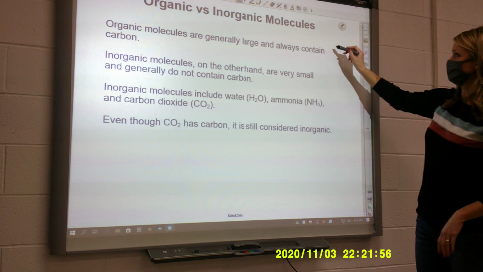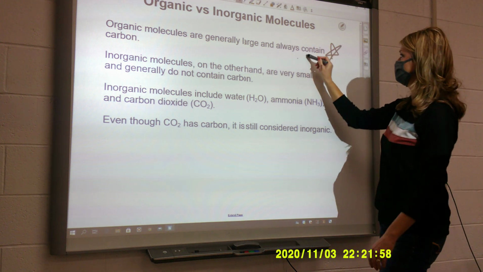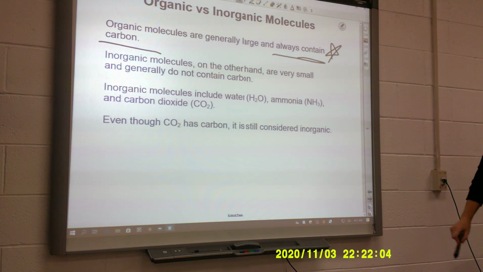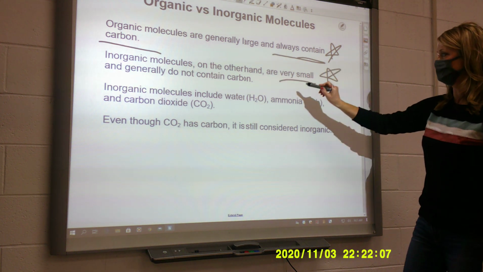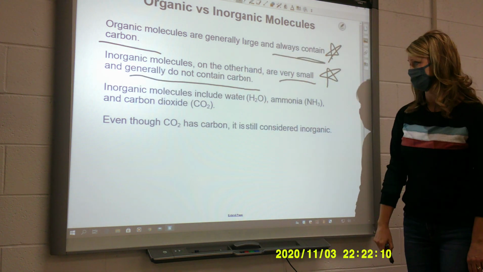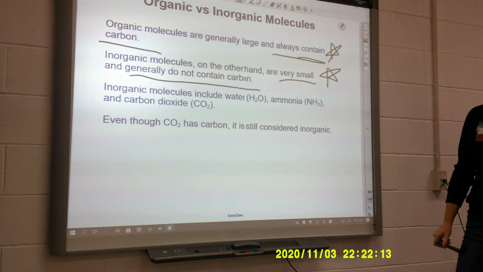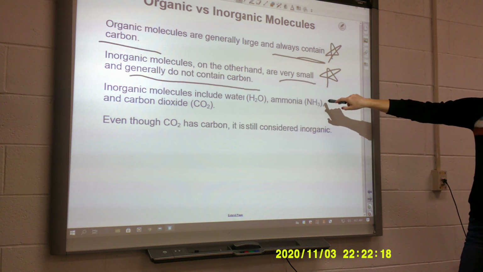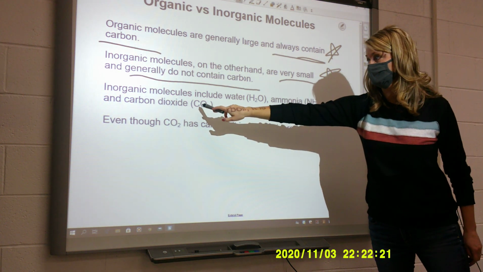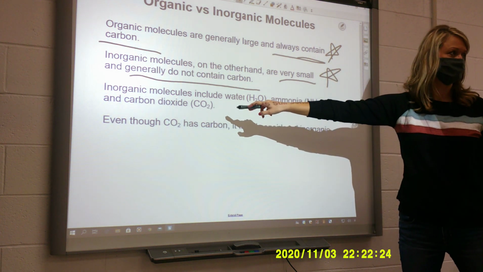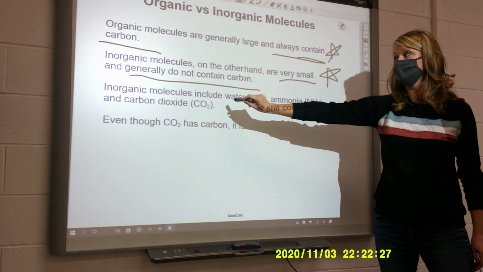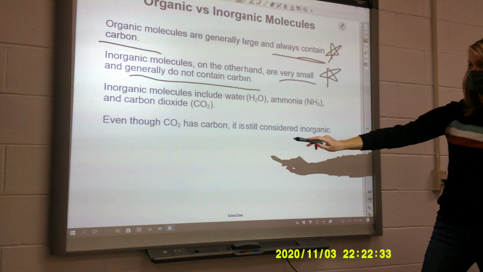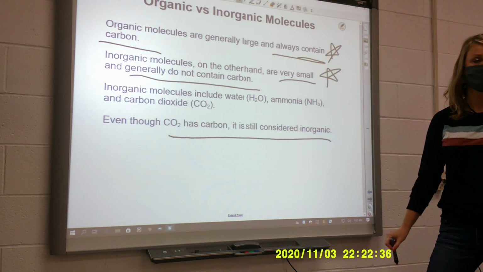Organic molecules are generally large and always contain carbon. Inorganic molecules, on the other hand, are very small and generally do not contain carbon. Water, H2O, has no carbon, so it's inorganic. Ammonia, NH3, there's no carbon there. And carbon dioxide. Now, what do you notice about this one? There is carbon in it, but carbon dioxide is inorganic, so that's kind of an exception to the rule. Even though CO2 has carbon, it is still considered inorganic.